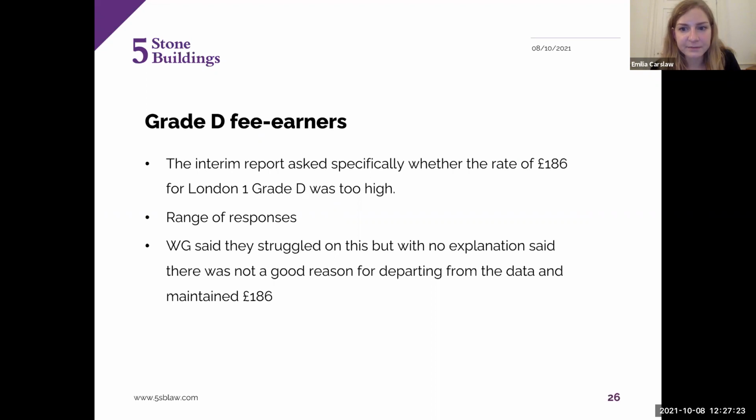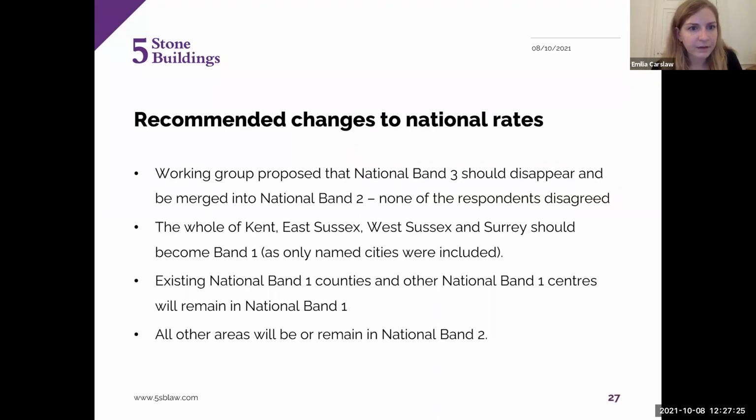Next slide, please. They also recommend changes to national rates. They proposed that National Band 3 should disappear and be merged into National Band 2. They were the same anyway. Nobody disagreed with that.